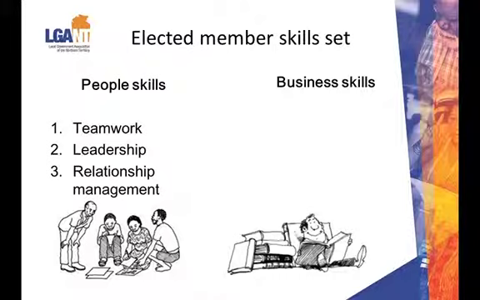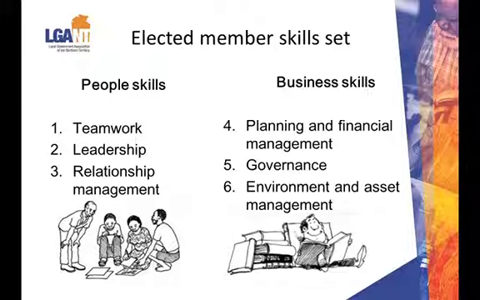Business skills also includes governance, and this means good decision making, knowing the rules, the roles, and the processes involved in good decision making. Finally, elected member skill sets involve environment and asset management. Council has a number of environmental matters it needs to look after properly, including parks and gardens, waste management facilities, as well as a large number of assets that it has to take care of: buildings, plant equipment, and infrastructure.